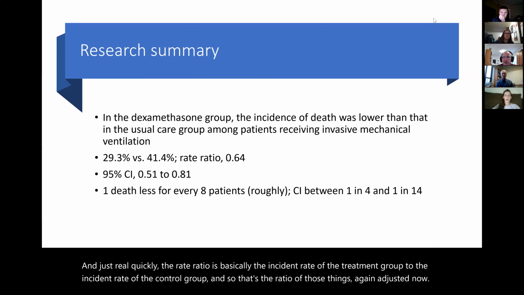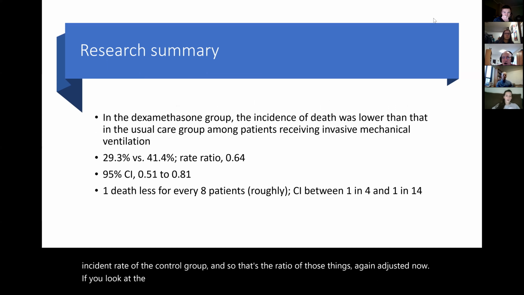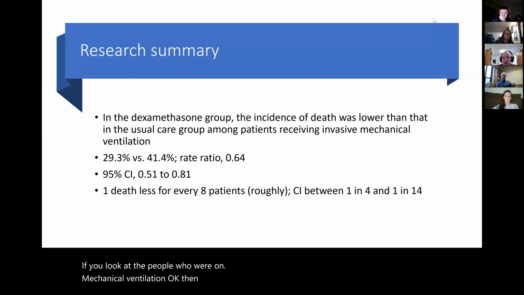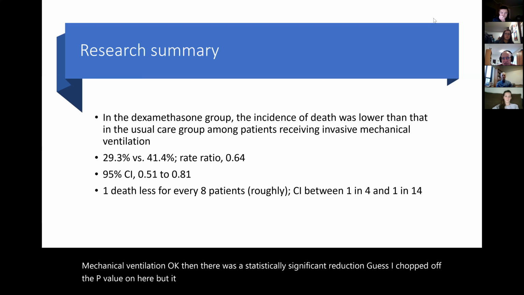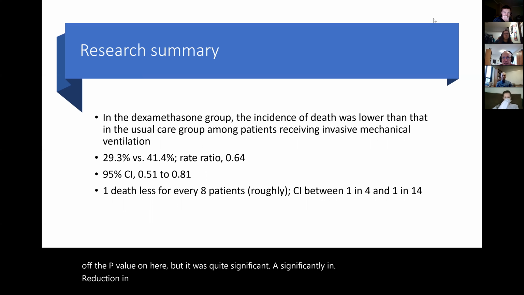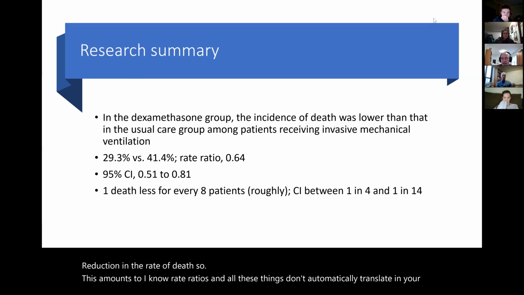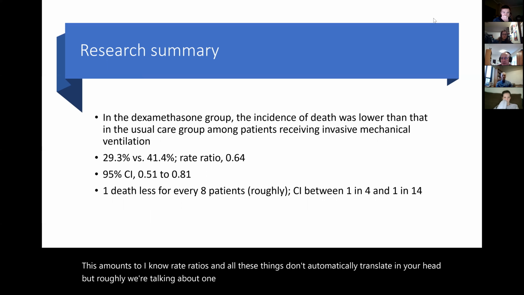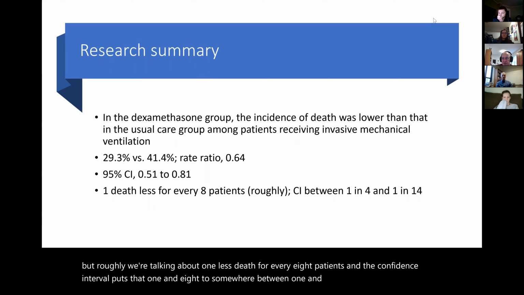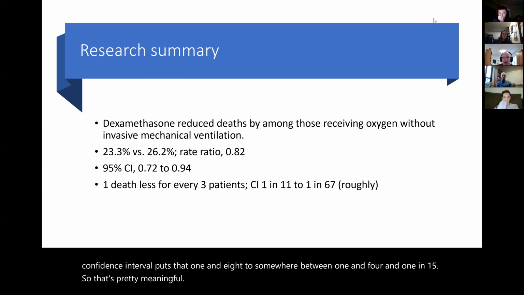Now, if you look at the people who were on mechanical ventilation, then there was a statistically significant reduction. Yes, I chopped off the p-value on here, but it was quite significant. A significant reduction in the rate of death. I know rate ratios and all these things don't automatically translate in your head, but roughly we're talking about 1 less death for every 8 patients. And the confidence interval puts that 1 in 8 to somewhere between 1 in 4 and 1 in 15. So that's pretty meaningful.